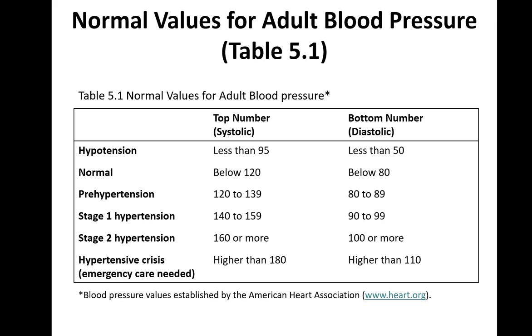Here's a chart that shows you some of the values. Normal conditions should be below 120 for systolic, and below 80 for diastolic. Prehypertension ranges from 120 to 139 systolic, and diastolic would be 80 to 89. Anything over 180 is considered a hypertensive crisis, where emergency care is needed. Anything over 110 for diastolic is also a hypertensive crisis.